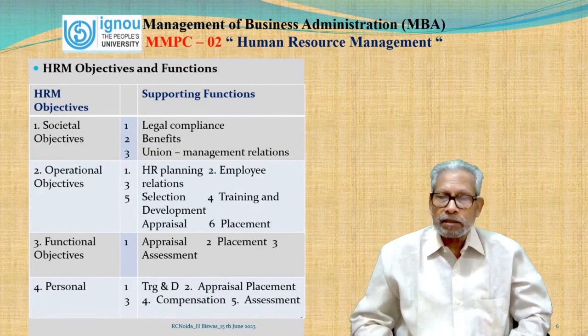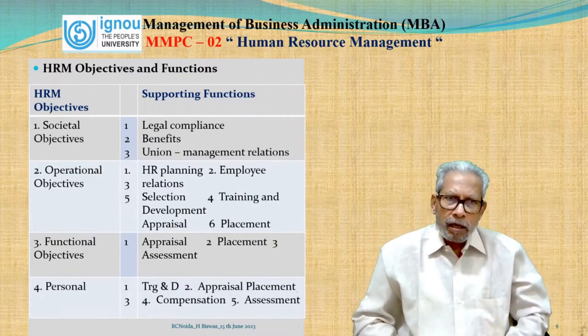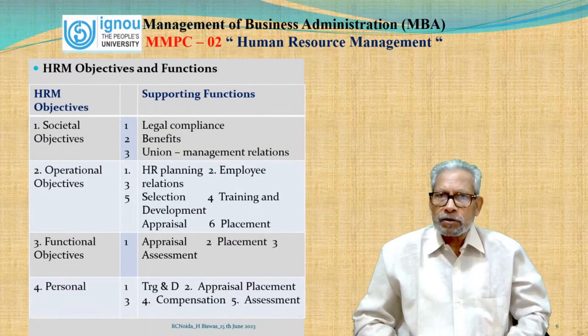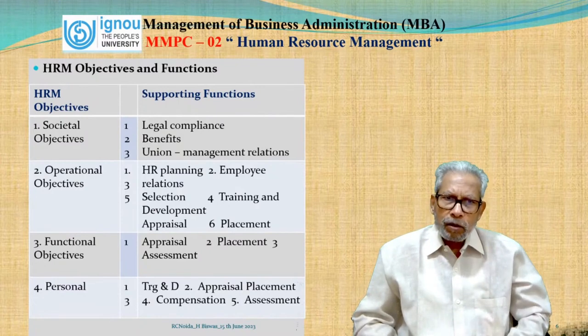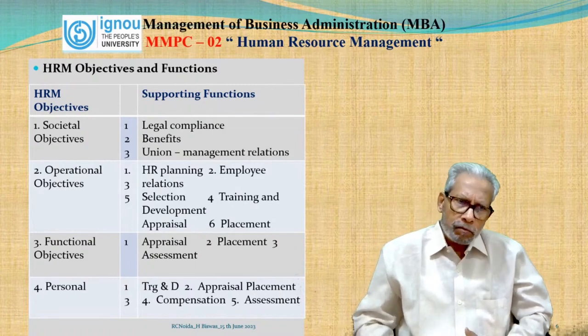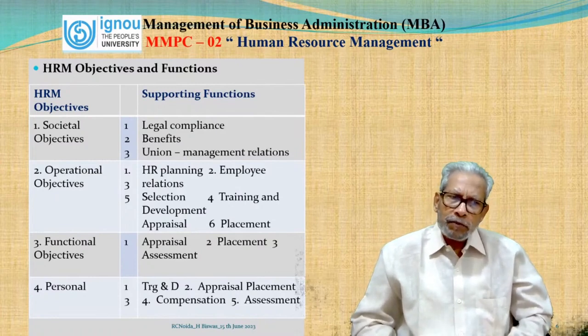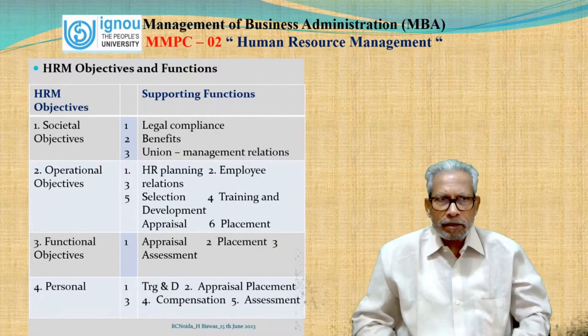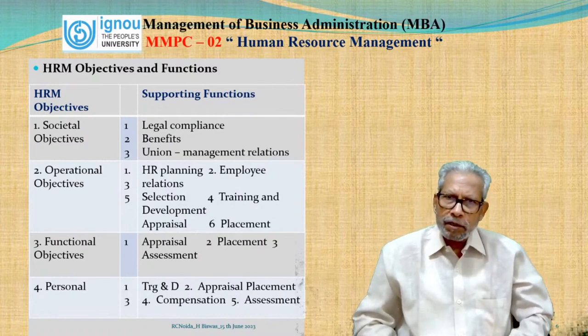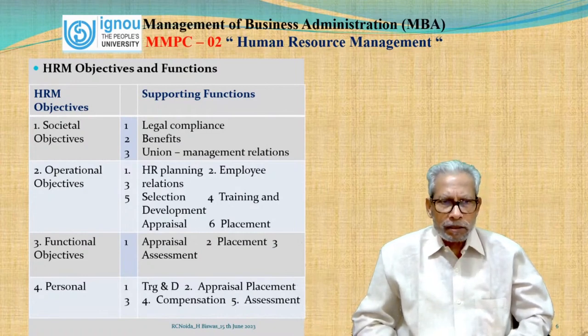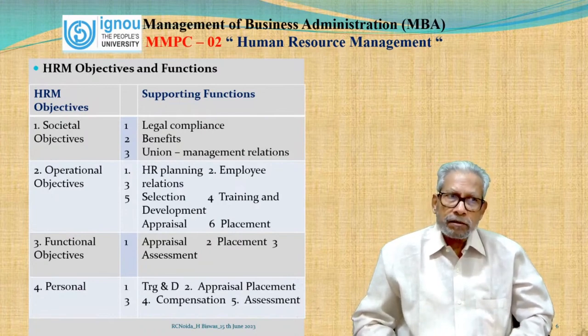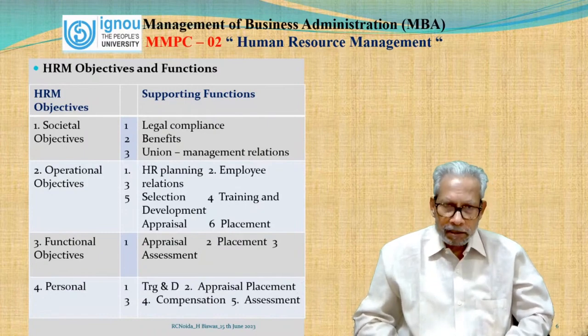Another important function is your assessment, because you have to assess where you are, whether your existing systems and availability are there or not, so that you can forecast the future manpower requirement. So this again is a part of your personal objectives. That is a very important aspect. What are the objectives of HRM and what are the functions? So you see here in total 3, 6, 9, 12 and 5, 17. There are 17 functions altogether, and there are 4 objectives categorized.